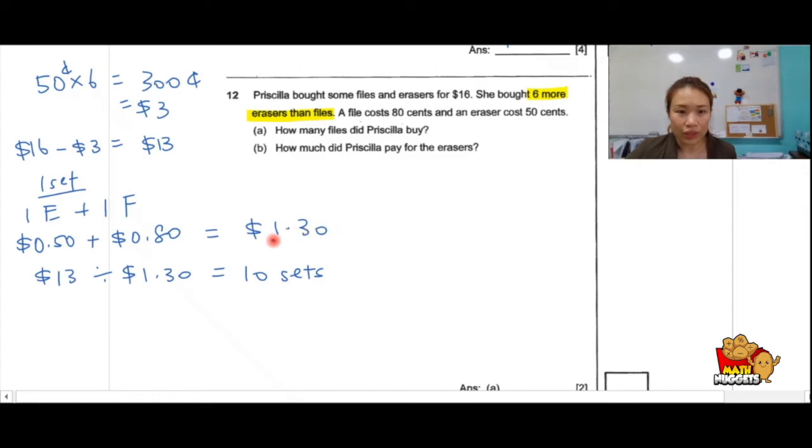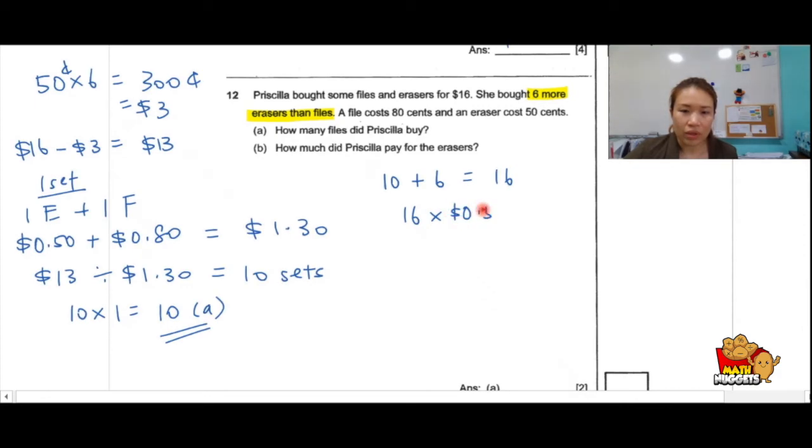In one set, one file. If we have 10 sets, we would have 10 files. That's the answer for part A. And part B, how much did Priscilla pay for the erasers? First, let's find out how many erasers she bought, right? So 10 plus the 6 that we took away, the 6 extra ones, right? So she bought 16 erasers. 16 erasers, each eraser costs 50 cents. So this would be $8. So part B, she paid $8.